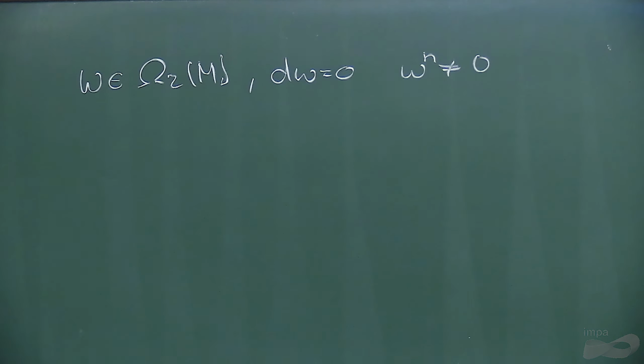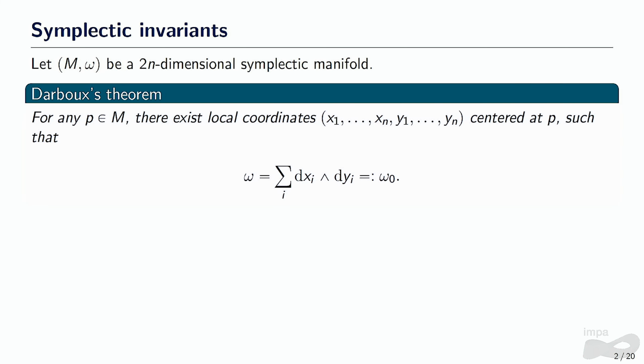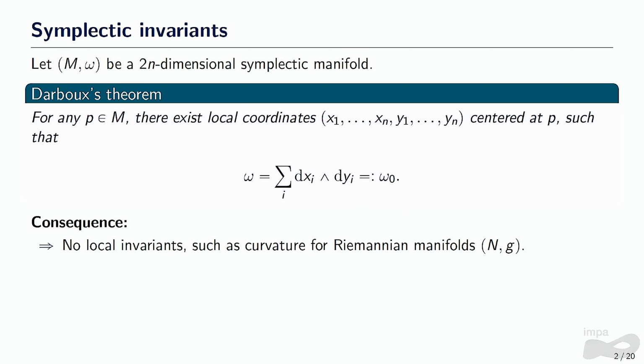Now this closedness assumption can be read as an analog of flatness, if we want to compare to Riemannian geometry, which leads to the so-called Darboux's theorem, which tells us that all symplectic manifolds are locally the same. Locally, you can express the symplectic form in terms of the standard symplectic form, which means we do not have any local invariance, in contrast to Riemannian geometry. So the question for symplectic invariance is a global question.